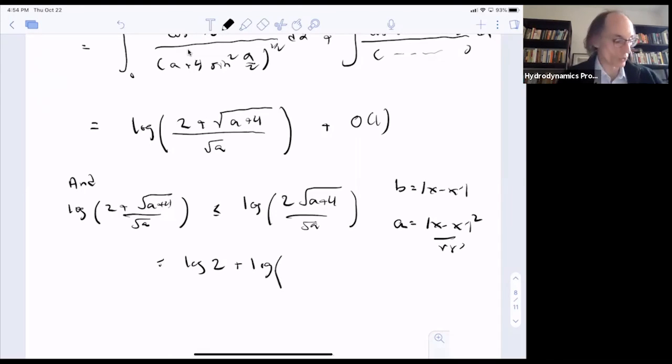so the whole thing has a square root. I can take that outside. And then I'll have log of a plus 2 over 4a. So that's a plus 4 over a. So that's 1 plus 4 over a. And 4 over a I rewrite as 4r prime over b squared.